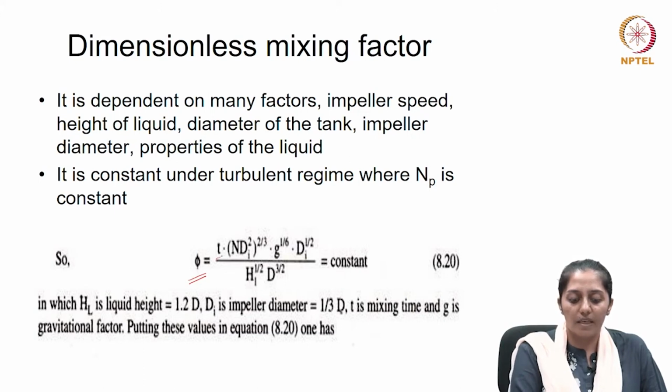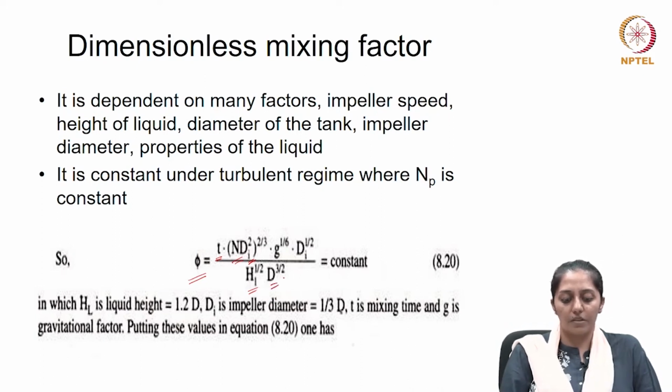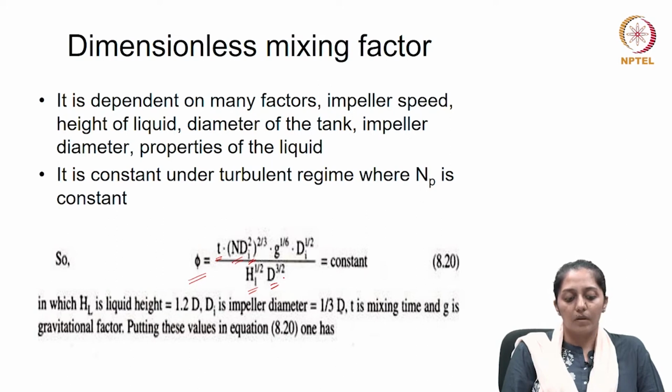If you see the empirical correlation given on the slide, the dimensionless factor is a function of the mixing time, the impeller speed, the diameter of the impeller, height of the liquid in the tank, diameter of the tank, and the gravitational constant. Now, as the liquid height, being a linear dimension, can be related to the diameter of the tank by thumb rules, the liquid height can be represented as a function of the diameter of the tank, and further the impeller diameter can also be related by thumb rules to the diameter of the tank. So effectively this entire correlation can be made in terms of the impeller speed, the diameter of the impeller and the mixing time.